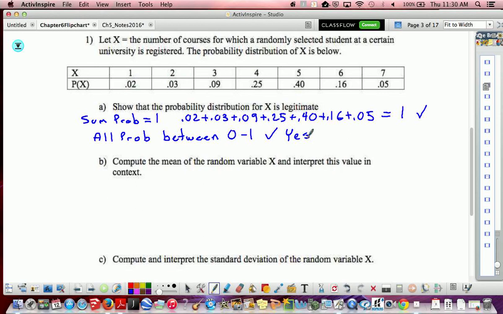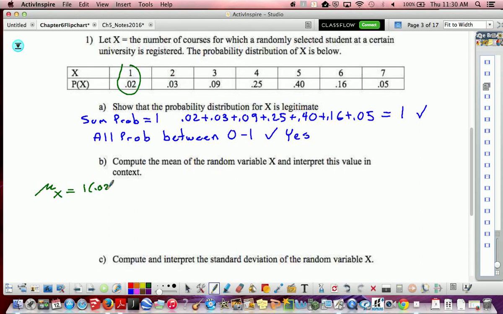All right, so now the second part here says compute the mean of the random variable and interpret its value in the context of the problem. So the mean of X. Who remembers how we do this from yesterday? What do I need to do? What am I multiplying? Okay, the X value with the probability, and I need to do that for all 7 courses here. So this is going to be a fun calculation.